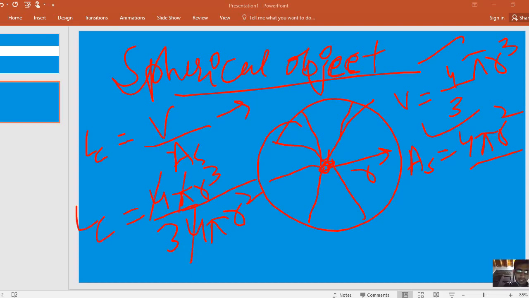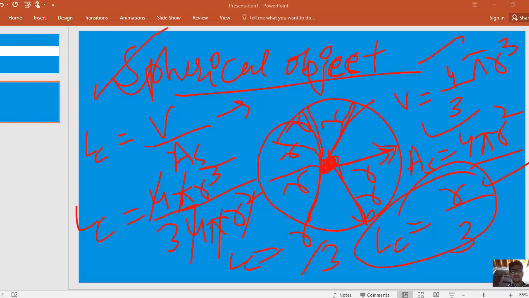This cancels with this, pi cancels with pi, this cancels with this, and it is equal to the radius of the sphere divided by 3. So the characteristic length for a sphere is the radius of the sphere divided by 3. This is the radius, this is the center of the sphere, these are the radii of the sphere. So the radius of the sphere divided by 3 is the characteristic length of the sphere.